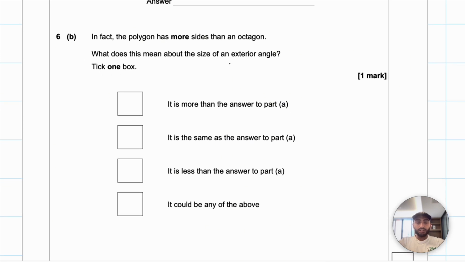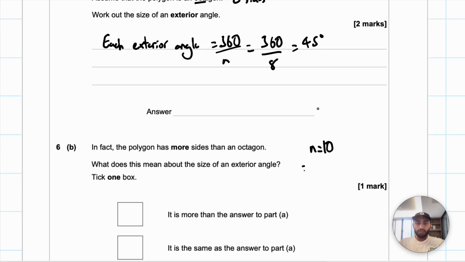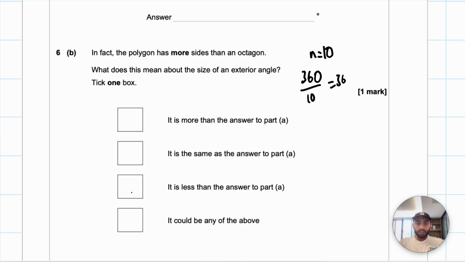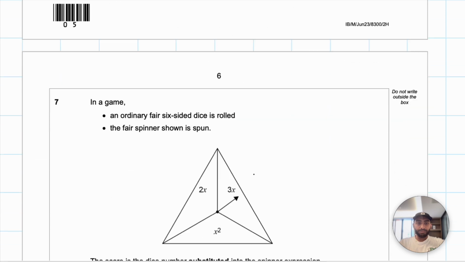Part B, the polygon has more sides than the octagon. What does this mean about the size of an exterior angle? Let's just say we have a 10-sided shape, or a decagon, and we were using this formula again, 360 divided by 10. This time it would give me 36. Because I'm dividing by a larger number, the answer is going to be smaller because I'm sharing it between more parts. So the answer would be, it is less than the answer to part A.